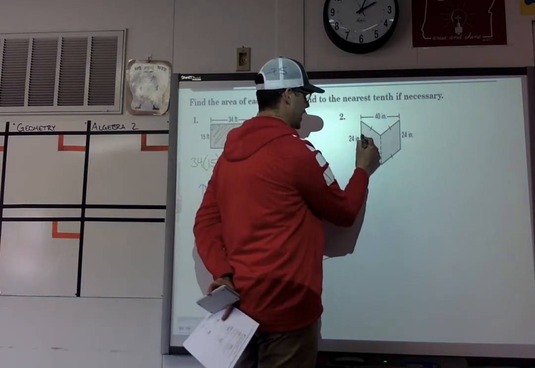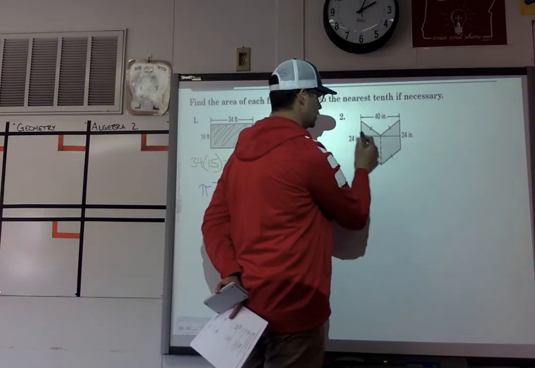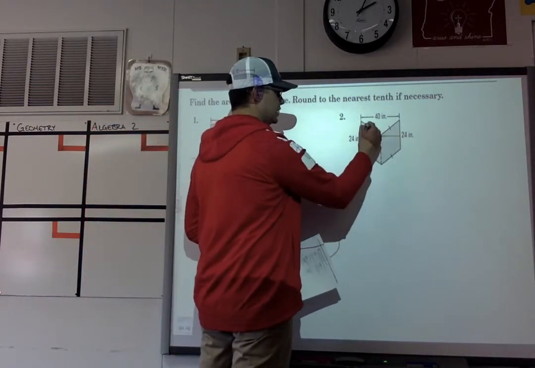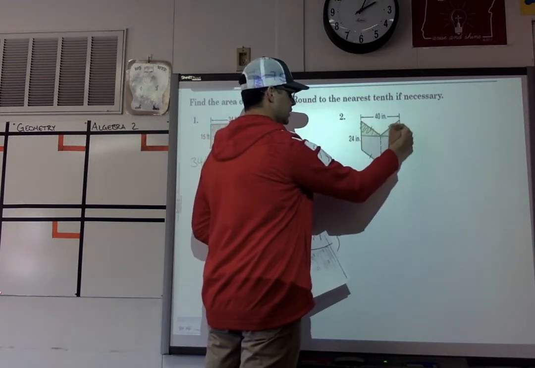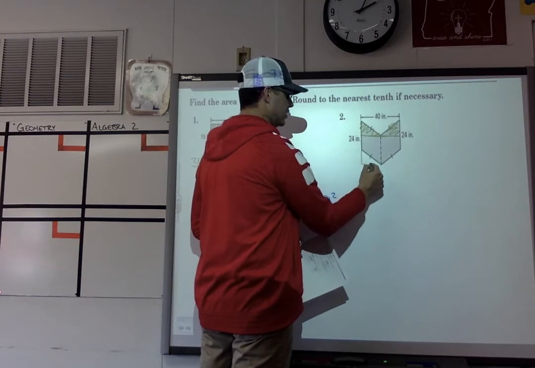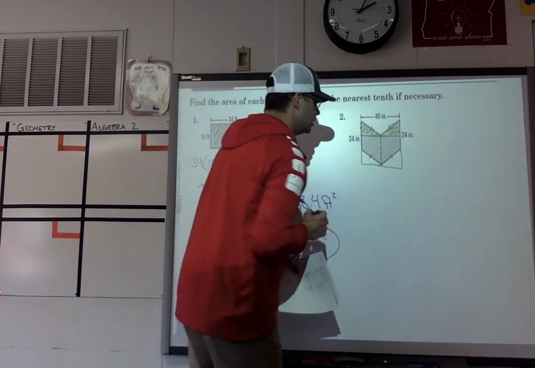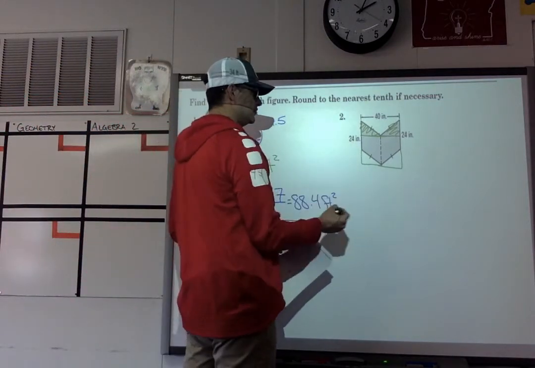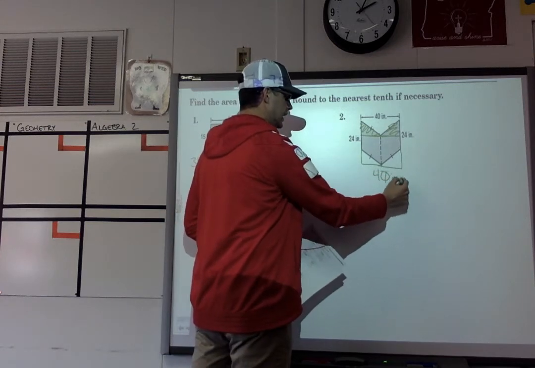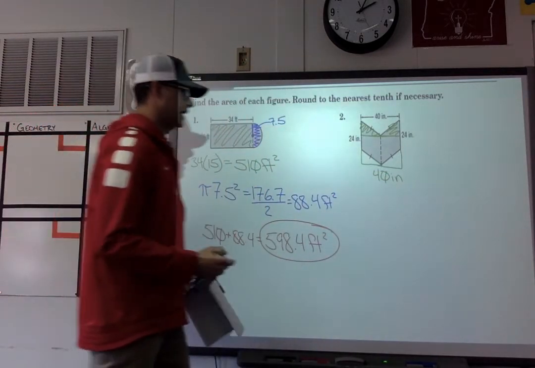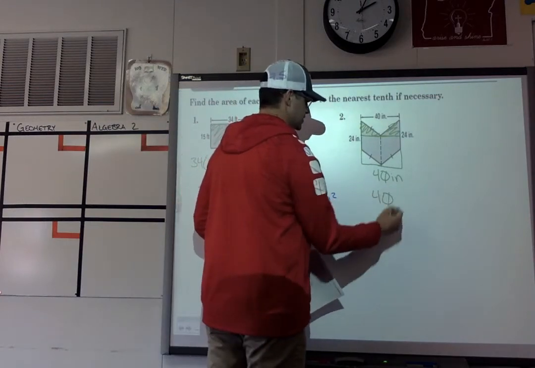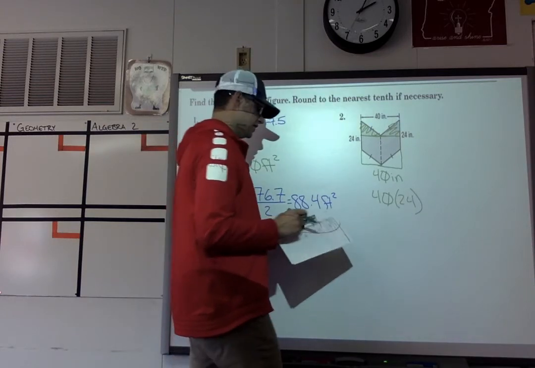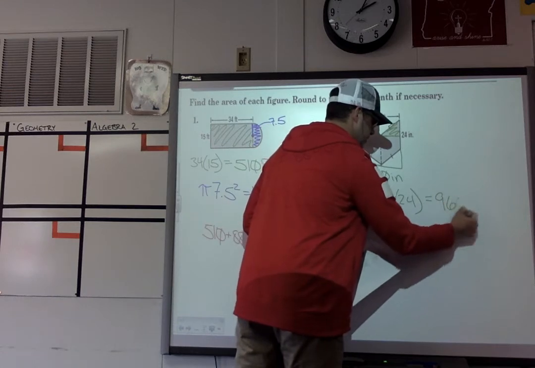And on this one, what we can actually do is draw a line in right there. If you think about it, these two triangles, if we go ahead and cut them out and add them right there, we now have a shape that we're used to dealing with. This is a rectangle that has sides of 24 inches and 40 inches. So now to find the area here, we can just say 40 times 24, which gives us an area of 960 inches squared.